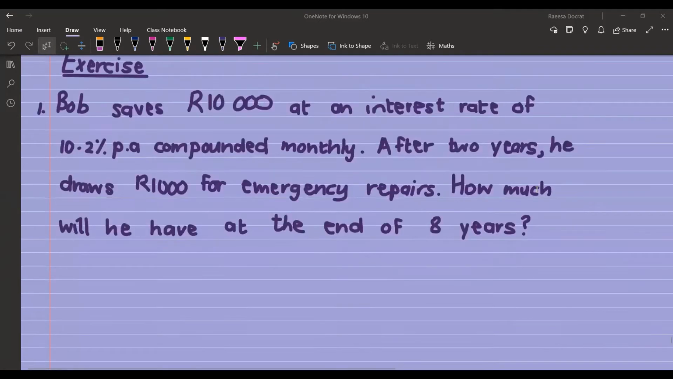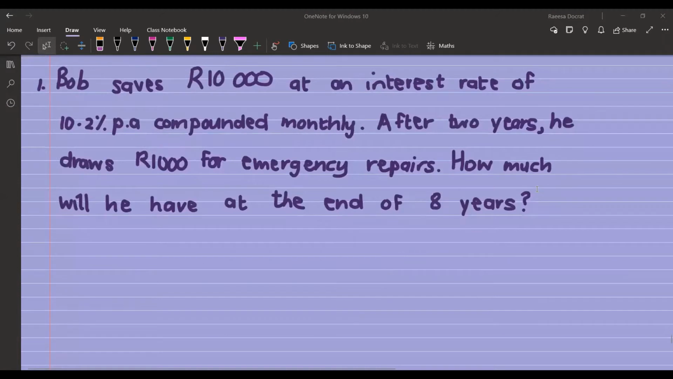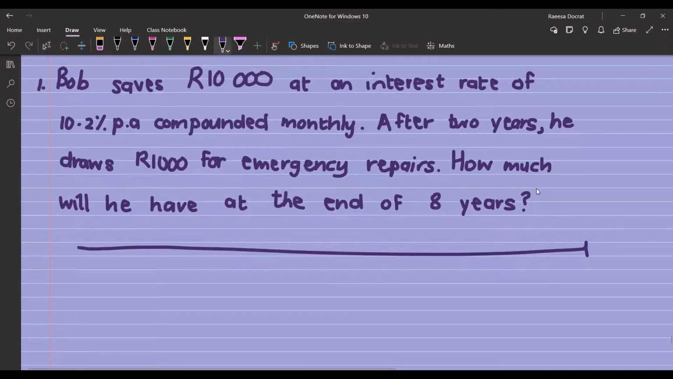So here we have Bob saves 10,000 Rand at an interest of 10.2% per annum compounded monthly. After 2 years, he draws 1,000 Rand for emergency repairs. How much will he have at the end of 8 years?